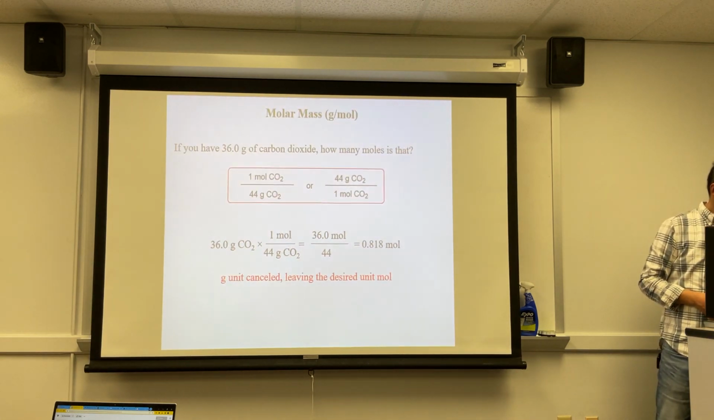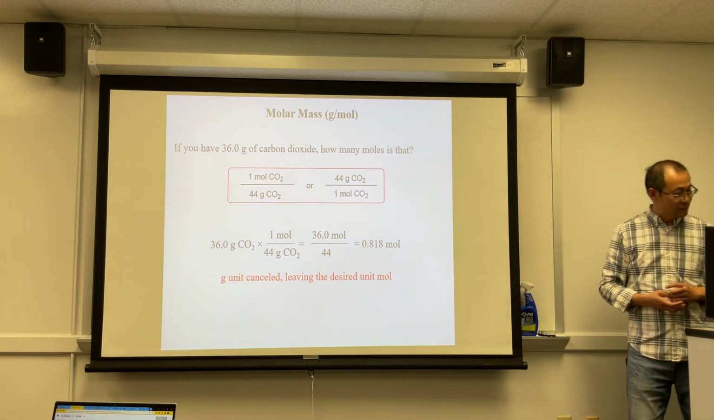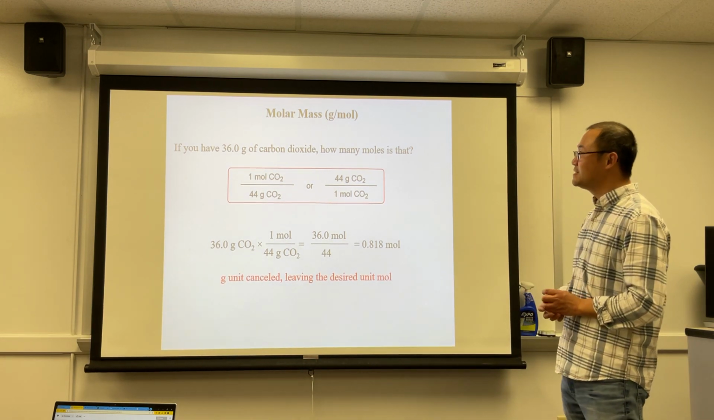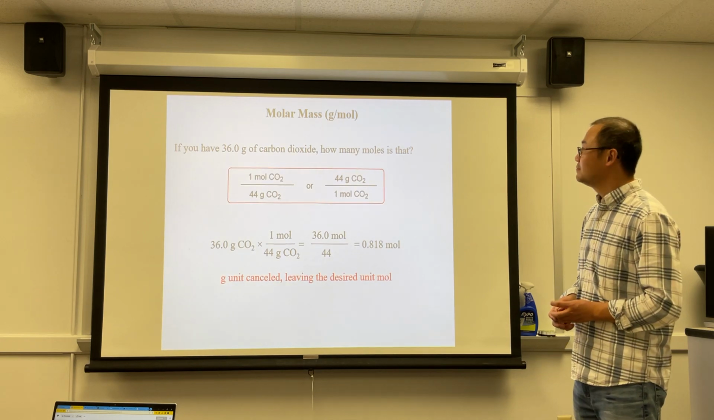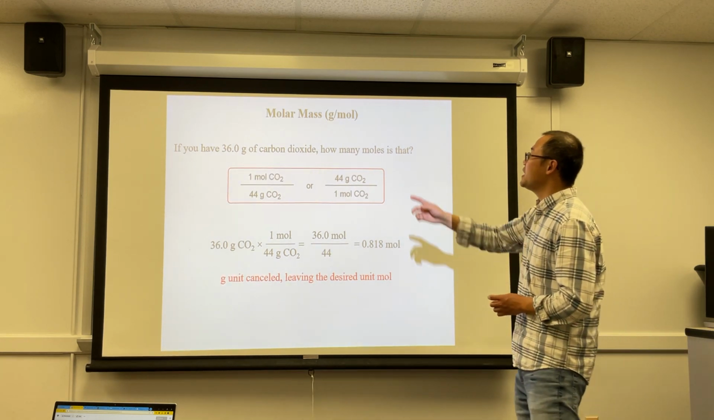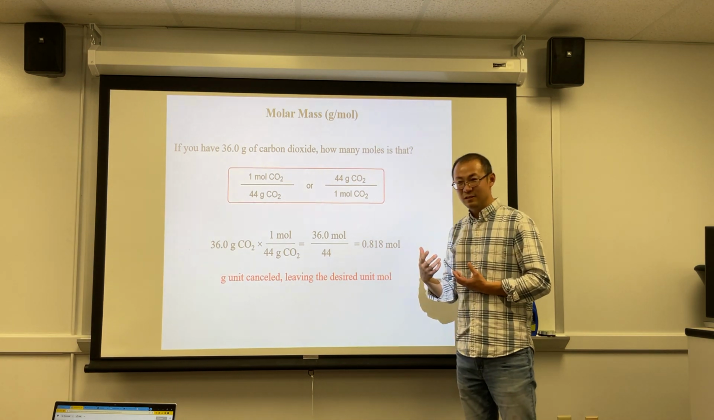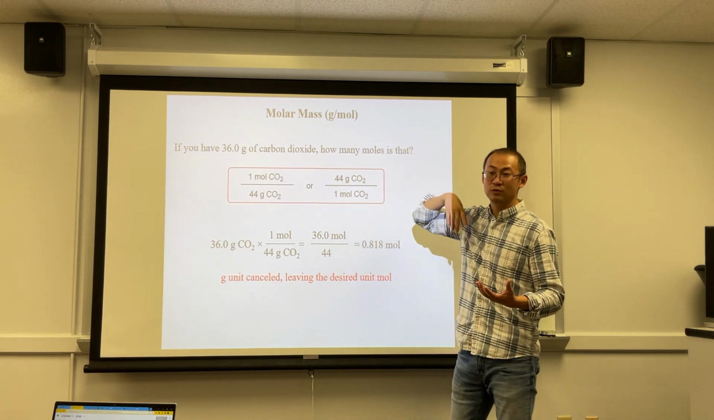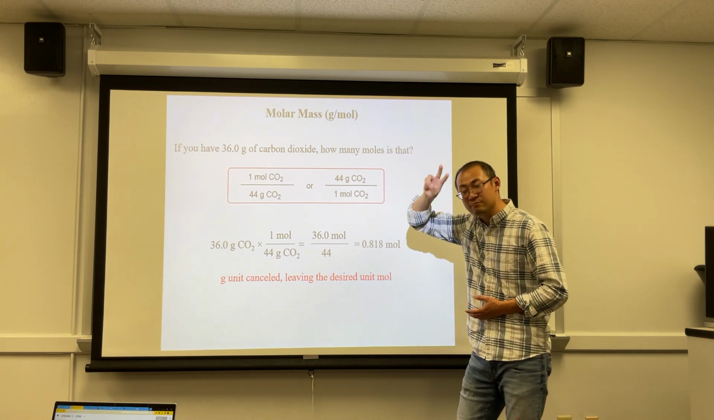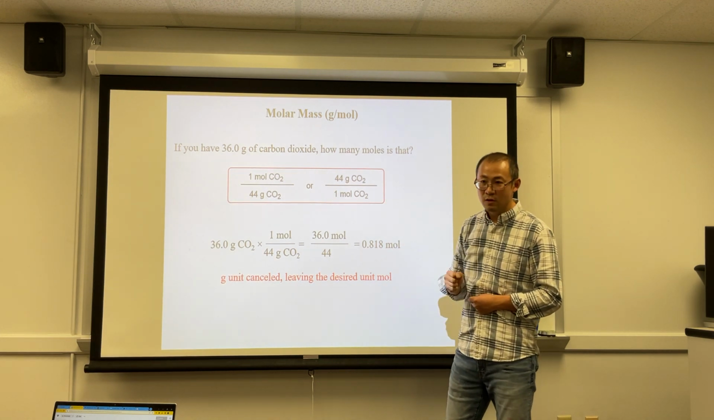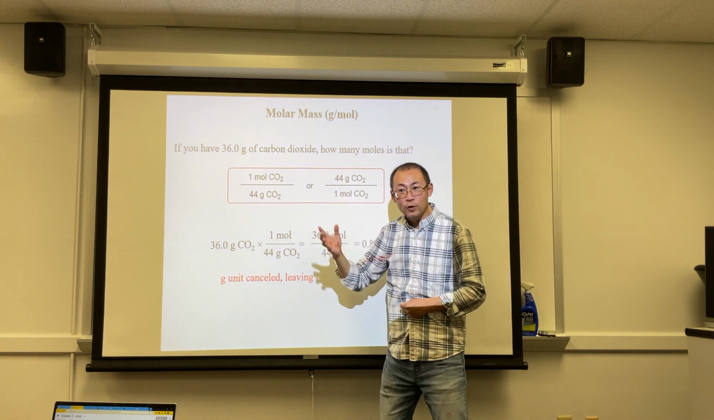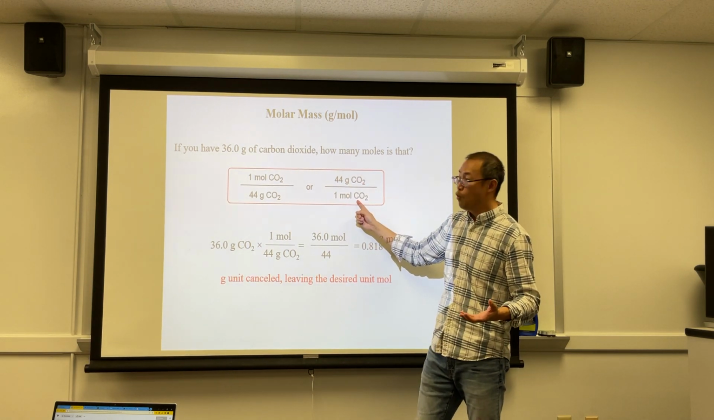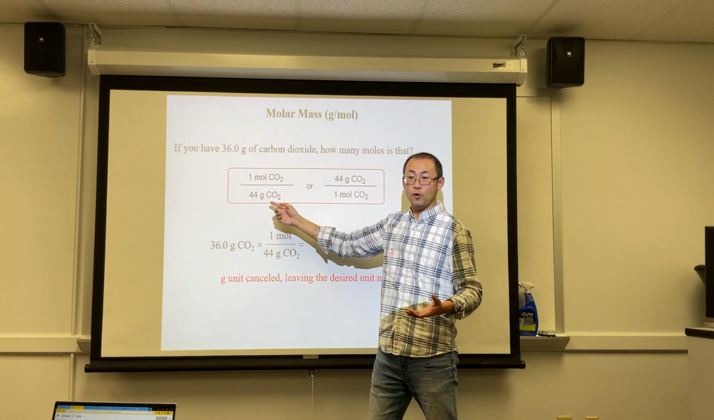Okay, one more practice before I ask you to try something yourself. If you have 36 grams of carbon dioxide, how many moles are in there? The same questions. We're given grams. We ask moles. The only thing that relates grams and moles is, again, molar mass. For carbon dioxide, what is the molar mass? 44, we did already. So 44 grams over 1 mole, or 1 mole over 44 grams.